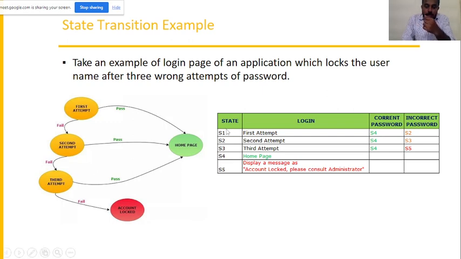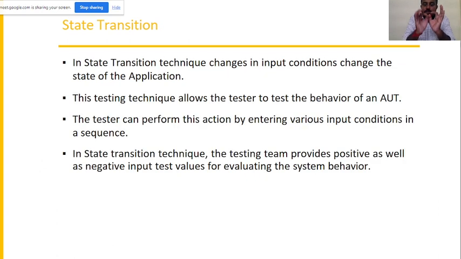Now from S1, in the password we will enter. Now tell me, S1, S2: did the states get changed or not? It got changed. Please remember, my dear students. So in state transition technique, changes in input conditions change the state of the application. So the third point, you just read it once again.